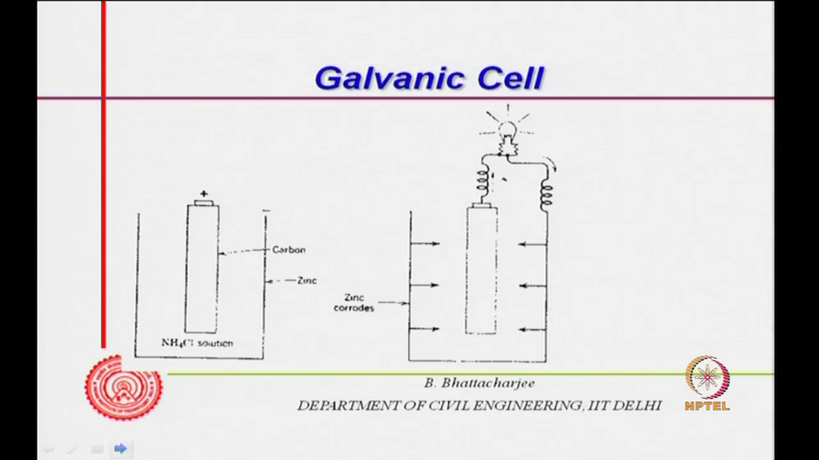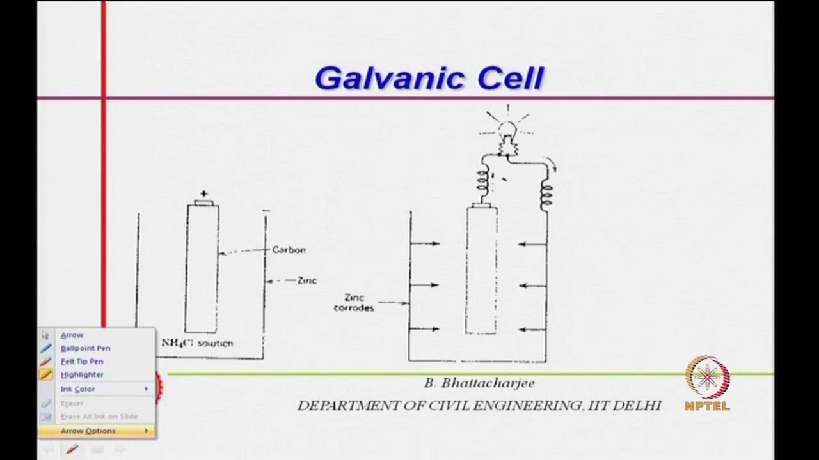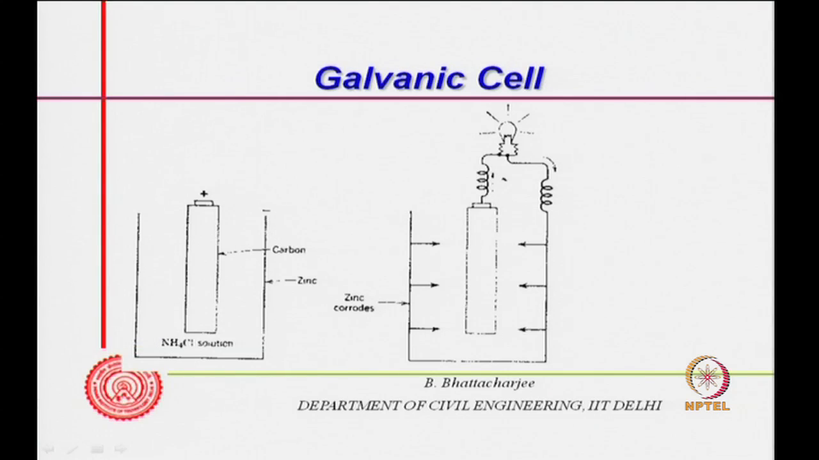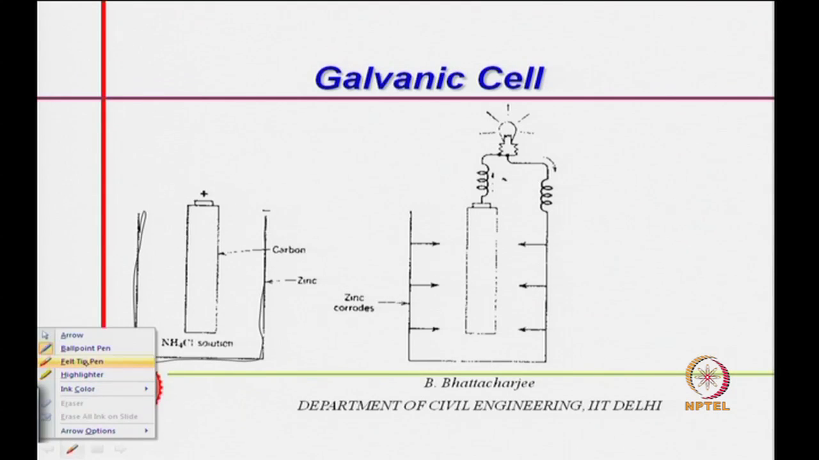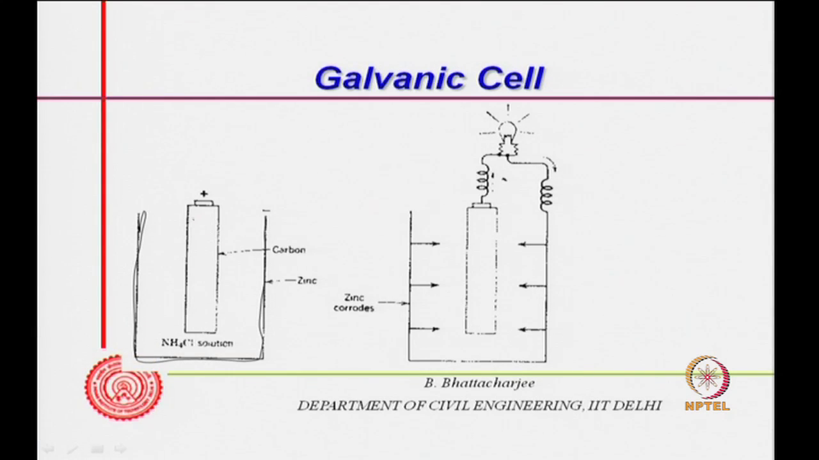Now, to understand corrosion, we might understand what a galvanic cell is. We are familiar with a battery. So, this is my zinc shell, dry cell, and this is my graphite or carbon, another electrode. So, there are two electrodes, carbon and zinc.